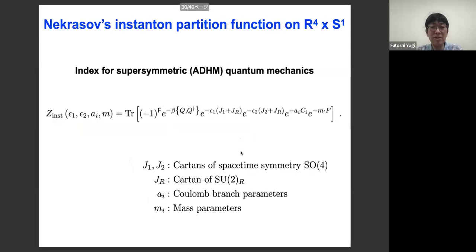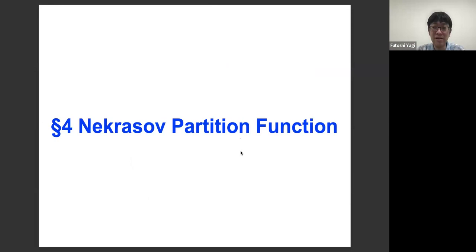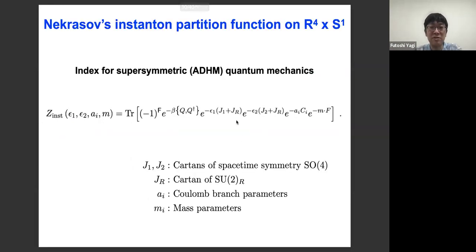Okay, so let's also discuss this freezing at the level of the Nekrasov partition function. The Nekrasov instanton partition function, which is defined for the 5D SUSY gauge theory on R4 cross S1, is given by the index of supersymmetric ADHM quantum mechanics, because this ADHM quantum mechanics is a path integral over the moduli space, or supersymmetric version of the instanton moduli space.